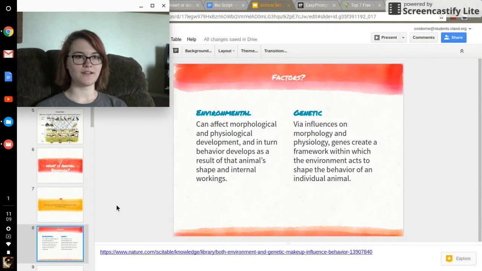And genetic factors give influences on morphology and physiology. Genes create a framework within which the environment acts to shape the behavior of an individual animal. Without these factors, our ecosystems would be a total mess.